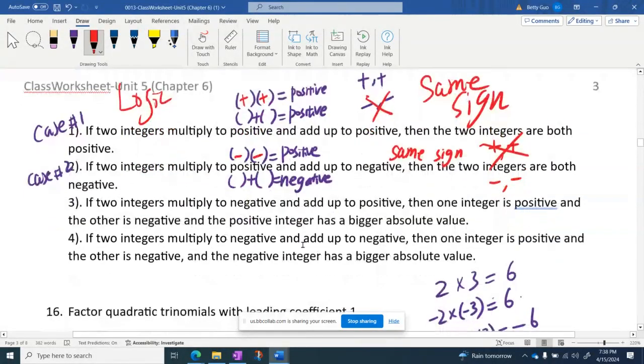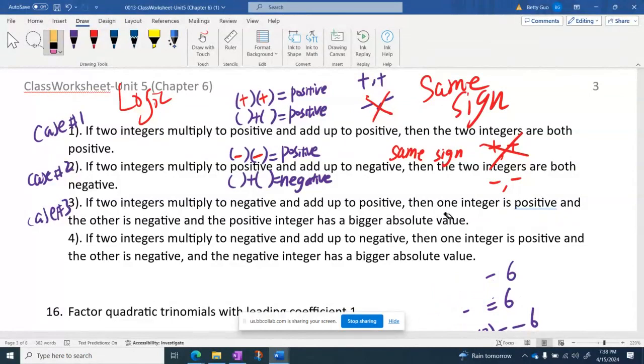Number 3, case 3. Case 3, the condition changed, okay? So in this case, the two numbers multiply to negative, and then they add up to positive. Case 3, the two integers multiply to negative and they add up to positive.